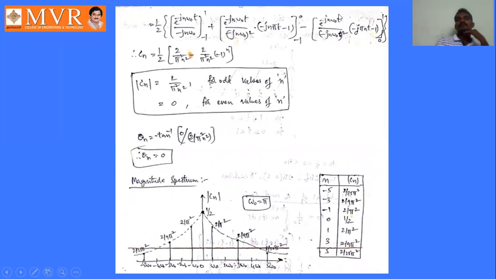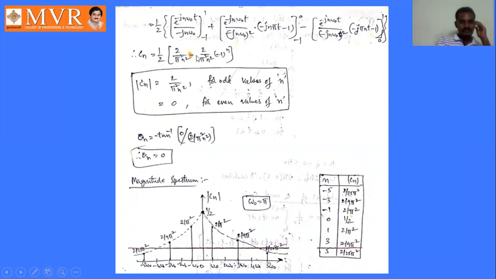So by simply substituting these values in the above expression, we will get Cn equal to 1/2 times (2/(π²n²) - 2/(π²n²) times (-1)^n). So if n is 0, then (-1)^0 is 1. So it will become 2/(π²n²) - 2/(π²n²) for even values of n, and it is nonzero for odd values of n. Okay, (-1)^n, anything to the power 0 is 1.